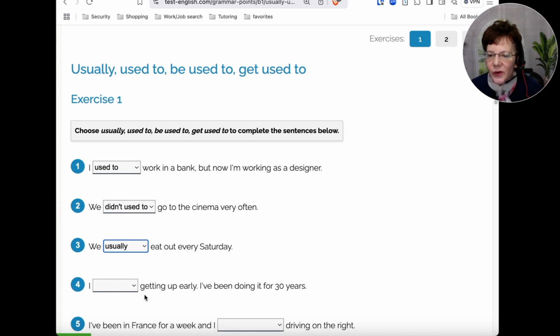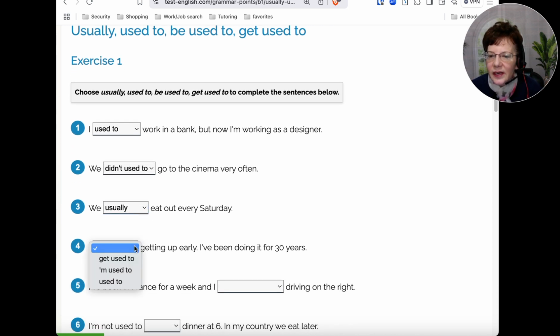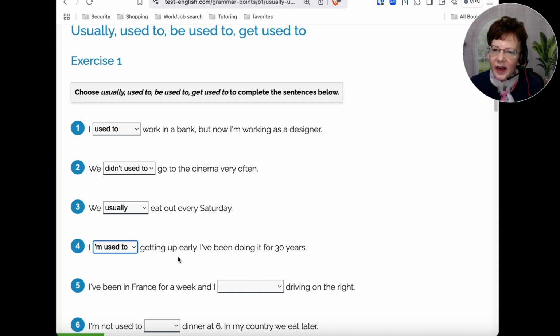Okay, number four. So I get used to, I'm used to, or used to getting up early. I've been doing it for 30 years. Okay, so this already means you're accustomed to it. So, all right, that would mean if you chose the middle one, am used to getting up early. That would be correct. All right, let's look at number five.